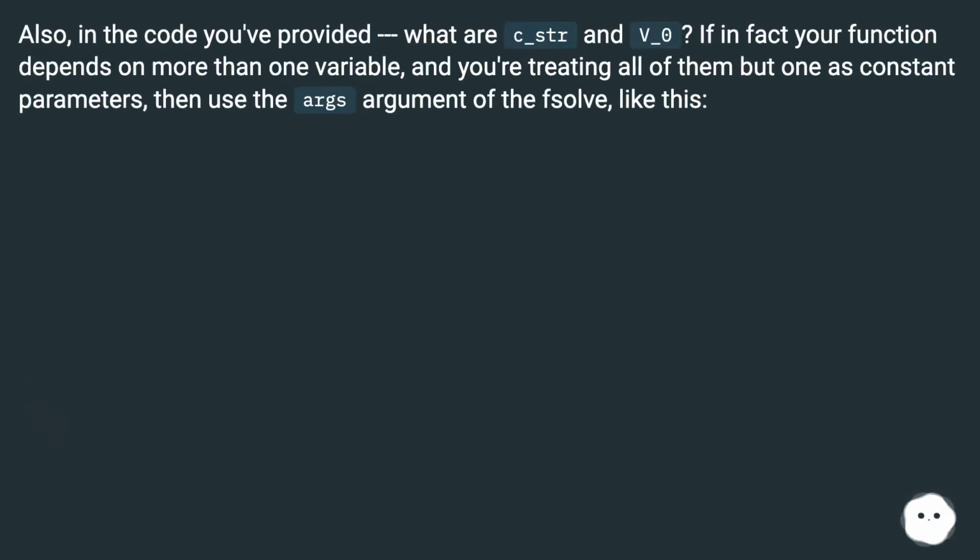Also, in the code you've provided, what are c_str and v_0? If in fact your function depends on more than one variable, and you're treating all of them but one as constant parameters, then use the args argument of Fsolve, like this.